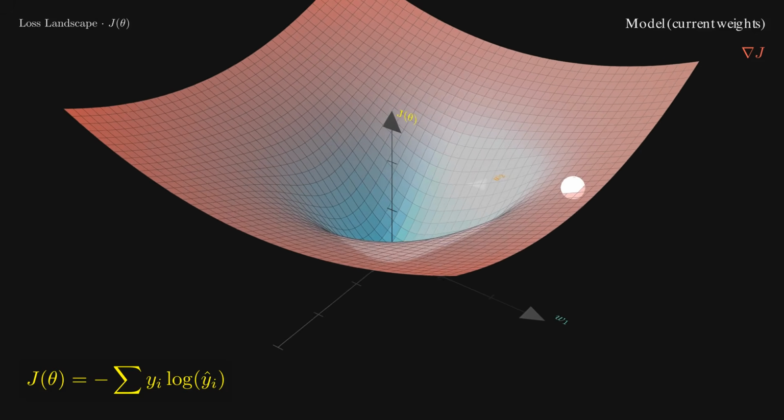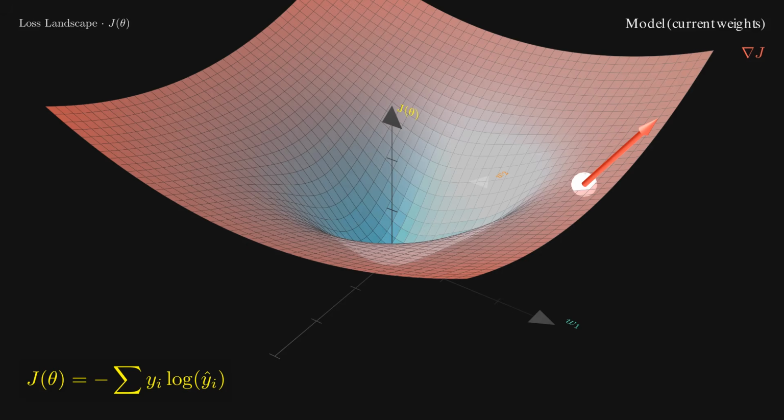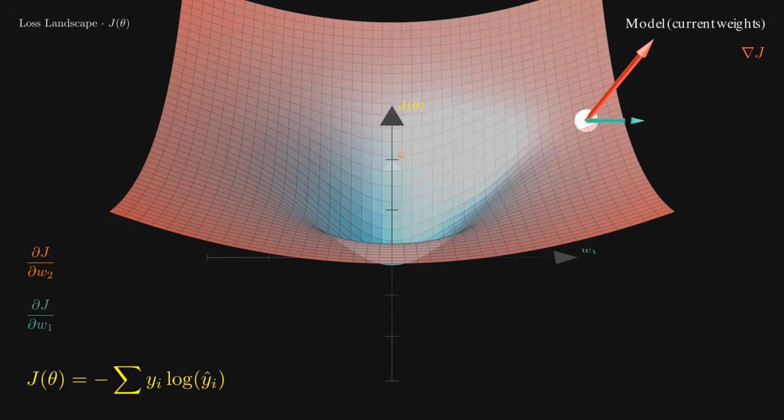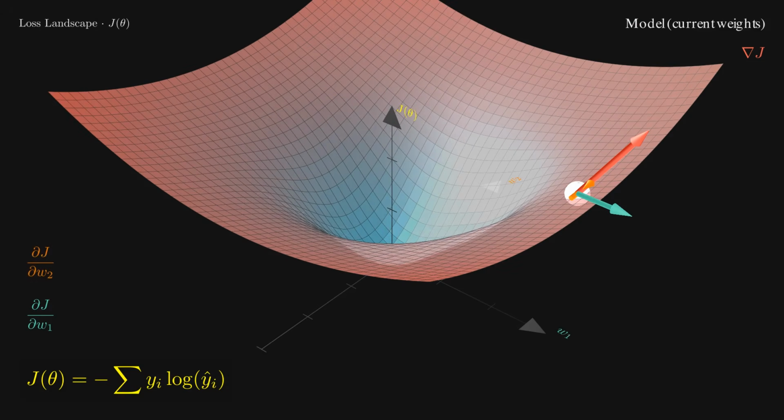To escape the peak, we calculate the gradient, a vector that points in the direction of steepest ascent at our current location. This is the red arrow. The gradient tells us which way is uphill. The gradient is the combination of two partial derivatives. This teal component tells us the slope along weight 1, how much the loss changes when we nudge that single parameter. This orange component tells us the same for weight 2. Together they form the full 3D arrow pointing uphill.